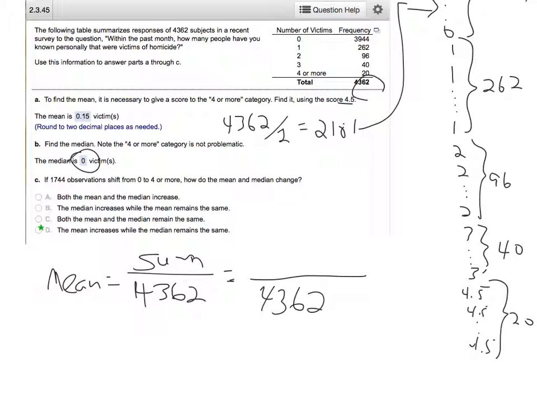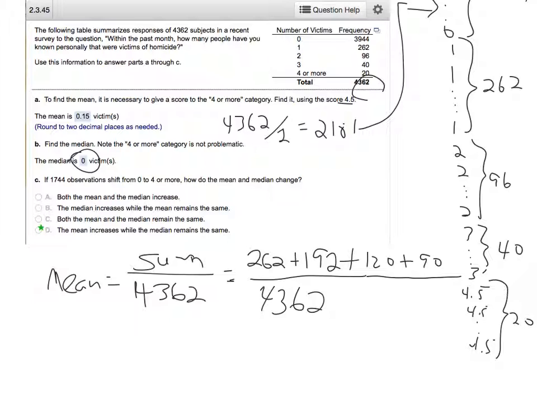And so my sum is just going to be the sum of my 1s, which is 262, plus the sum of my 2s, which is 192. That's these guys. Adding 2 96 times gives me 192. The 3s are going to add up to 120, again, because I'm adding 3 plus 3 plus 3 40 times, so 3 times 40 is 120. And then these 4.5s added 20 times is going to add up to 90. That's just 4.5 times 20.